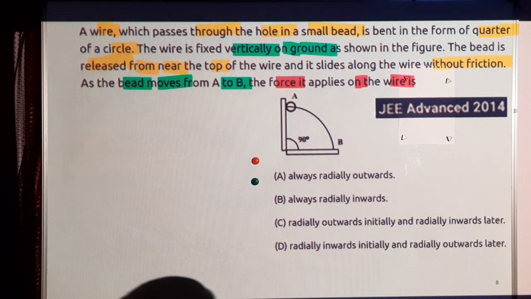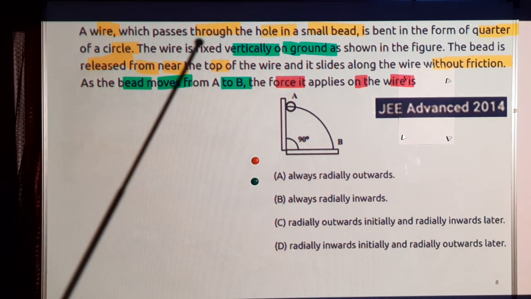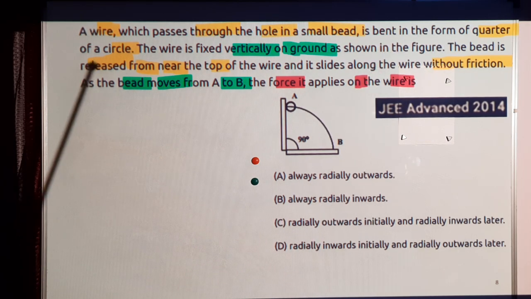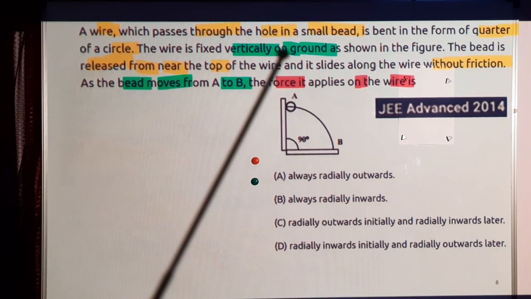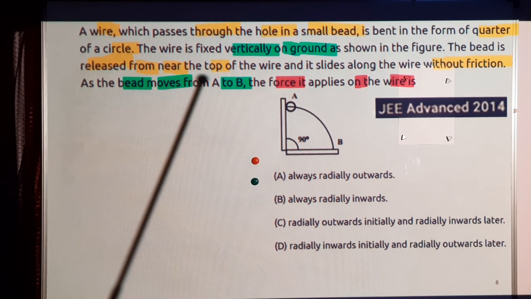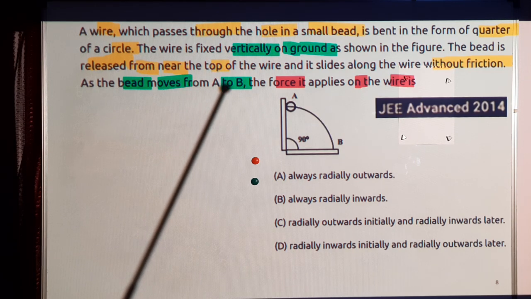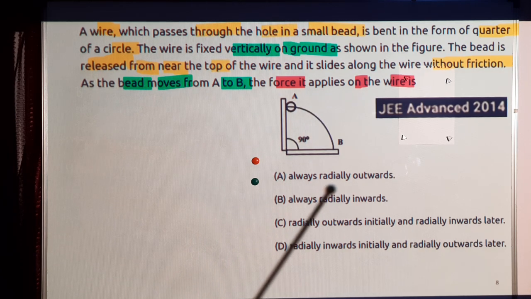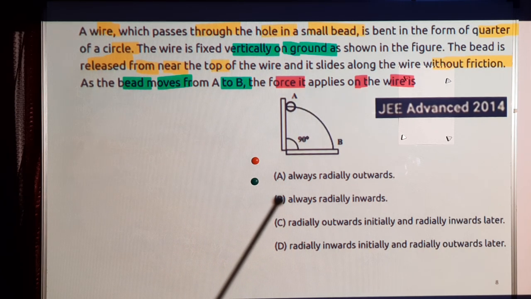This is the next question. A wire which passes through the hole of a small bead is bent in the form of a quarter of a circle. The wire is fixed vertically on the ground as shown in the figure. The bead is released from near the top of the wire and it slides along the wire without friction. As the bead moves from A to B, the force it applies on the wire is: option A, always radially outwards; option B, radially inwards; option C, radially outwards initially and radially inwards later; D, inwards initially, outwards later. You can pause and attempt this question.